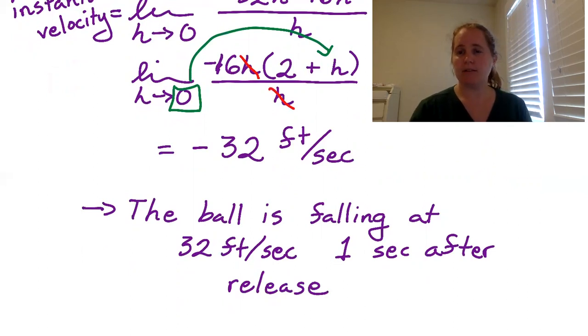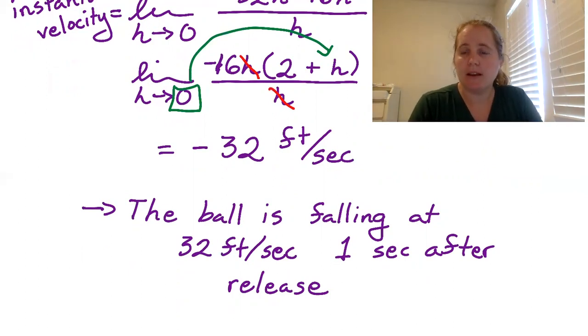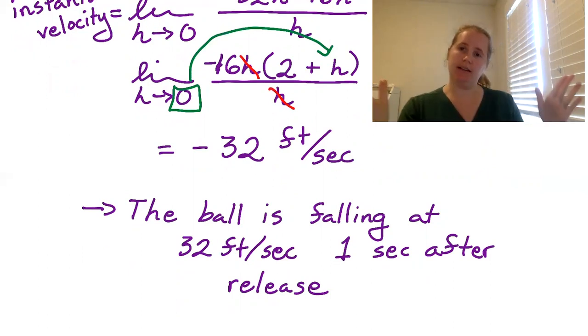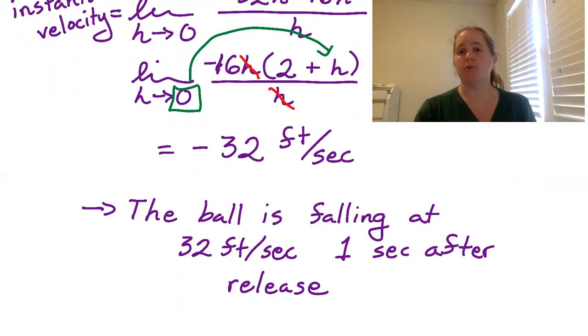All right, so that's one specific context where we can find the instantaneous rate of change. And we did that by looking at a bunch of average speeds and then letting the two endpoints get closer and closer together.